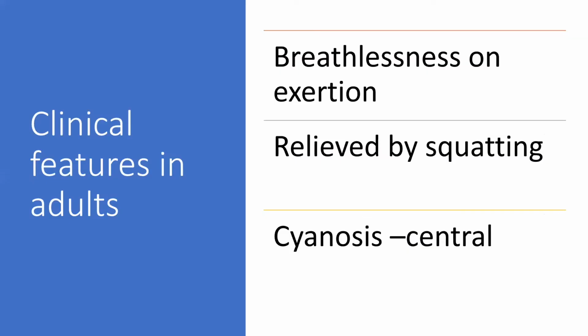Now, clinical features in adults is what we are interested in. So there is breathlessness on exertion in patients with tetralogy of Fallot, and a very classical history that this breathlessness is relieved by squatting, isn't it? So we always ask for a history of squatting in a patient with tetralogy of Fallot. And of course, the patient and the parents have noticed that the child or the adolescent has bluish discoloration of the tongue and nails also.